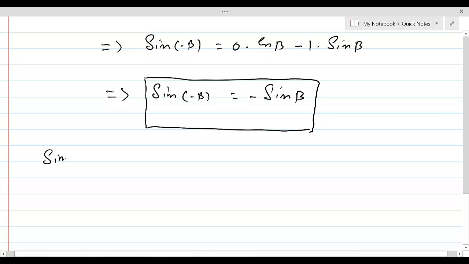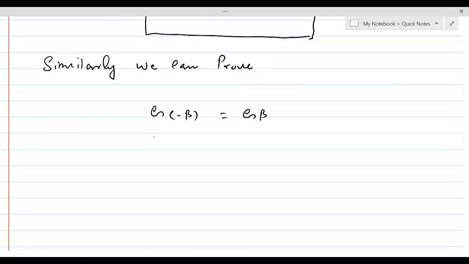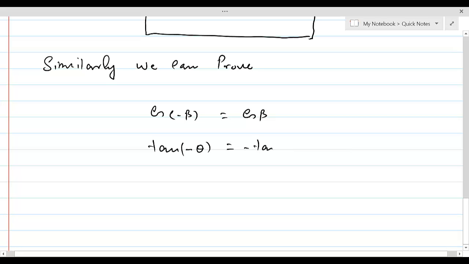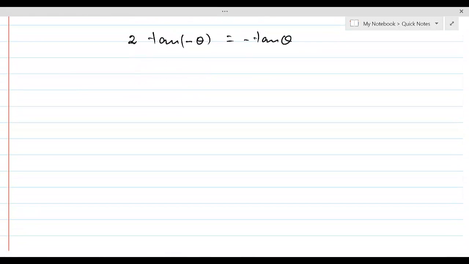And similarly we can prove that cos of minus beta is equal to cos beta. And if you want to prove tan of minus theta is equal to minus tan theta, these all can be proved. Let's call this 1 and this 2. If we use cos of (alpha minus beta) and put alpha equal to 0 in that identity, we are going to have these results. And we will also take a look at the behavior of sine, cos, and tan when theta is equal to pi by 2. But that we will do in the next lesson.